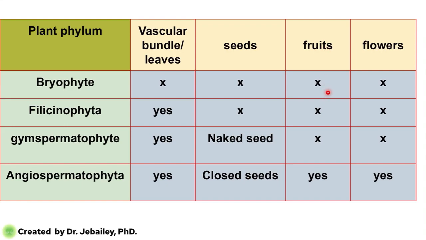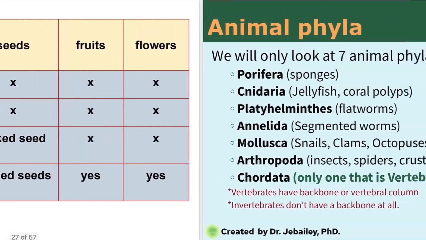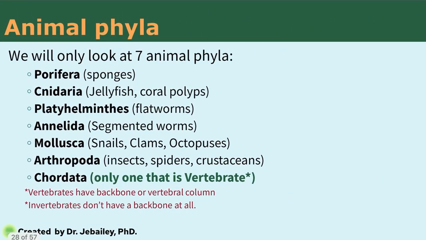When it comes to fruits, none of them has it, but the angiosperm has it. When it comes to flowers, none of them has it, but the angiosperm does. So you can see that the angiosperm has all of these, and as you go up, it reduces. So this is a perfect chart summary to memorize to make sure you know the difference between the four phyla of the plants. Now we're moving to the animal phyla.